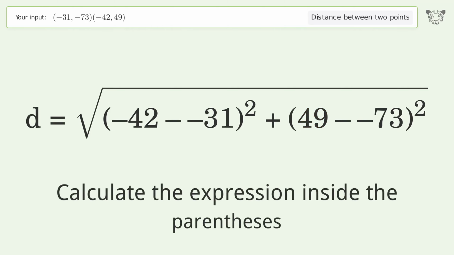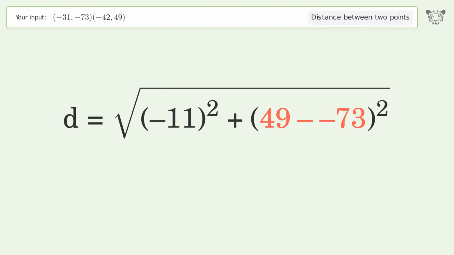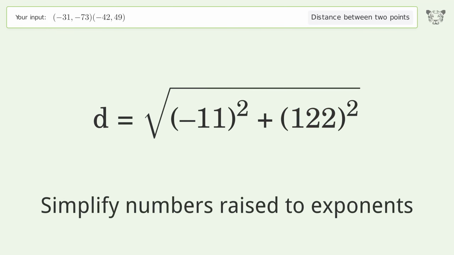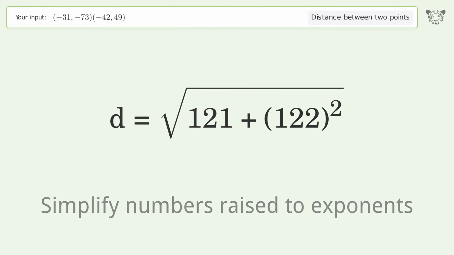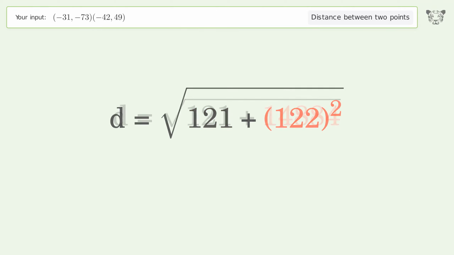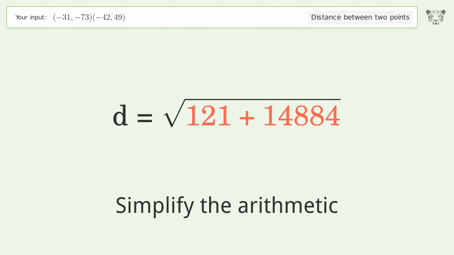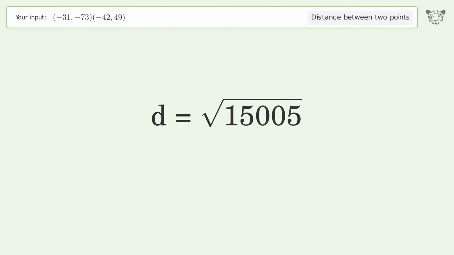Calculate the expression inside the parentheses. Simplify numbers raised to exponents. Simplify the arithmetic. And so the distance between the 2 points is the square root of 15,005, or 122.495.